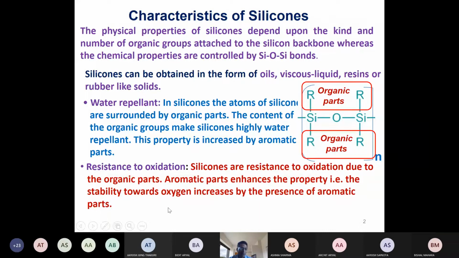Now next is resistance to oxidation, and this is also caused by the organic part. Silicones are resistant to oxidation due to the organic part, and aromatic parts, when present, enhance the property. The stability toward oxidation increases by the presence of aromatic parts. If aromatic groups are present, there is more resistance to oxidation, which is caused by the aromatic parts surrounding the silicon atoms in silicone.